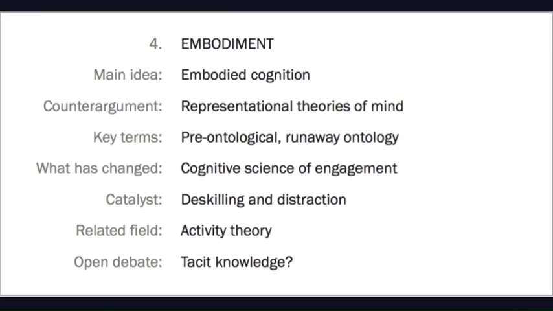Finally, here is McCullough's summary of Chapter 4, Embodiment. The main idea, embodied cognition. The counter-argument, representational theories of mind. The key terms, and they're sort of juxtaposed, pre-ontological and runaway ontology. What has changed is the cognitive science of engagement, and the catalyst are important problems in society of de-skilling and distraction. The related field, activity theory, which underlies most of this chapter. And the open debate is on tacit knowledge, which everyone agrees exists, but various experts disagree about the details.